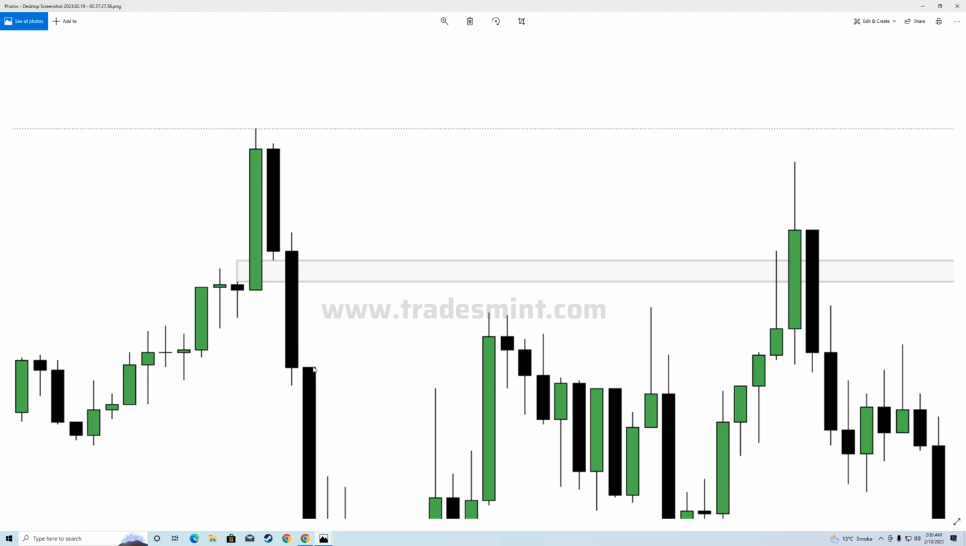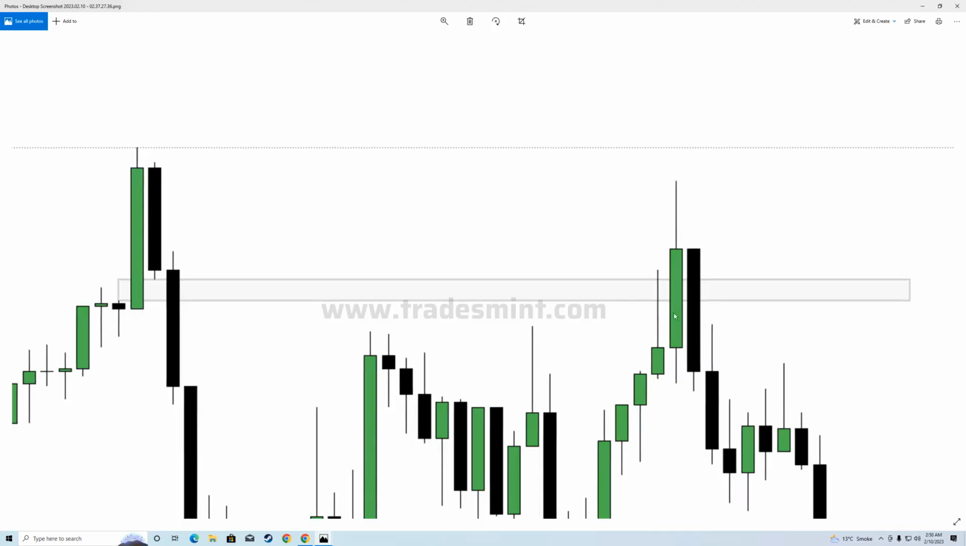So you drag the box along. It is overlapping with the old fair value gap. This is the old fair value gap. This is the new fair value gap. You draw the box from the old fair value gap. Drag it along. If the new fair value gap is overlapping or has some sort of part in the old fair value gap box that I've drawn, then you can take your entry from that box.